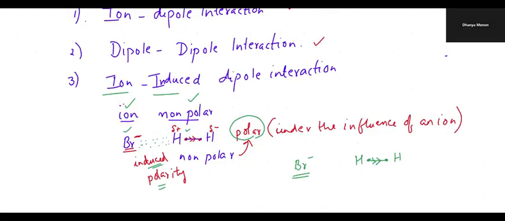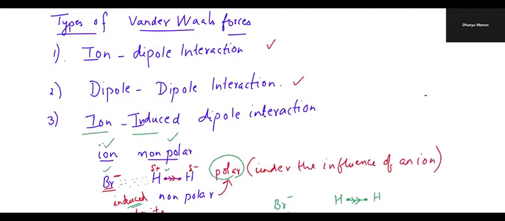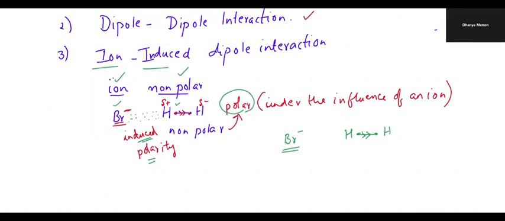This is very weak compared to the other two that we studied. So compared to ion dipole and dipole dipole, ion-induced is very weak. Okay. I hope till here it is clear. Okay, when we practice more questions, it will be more clear.